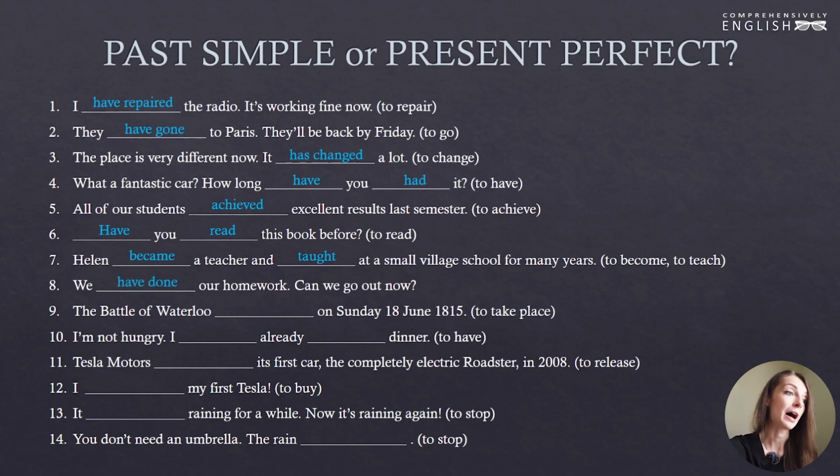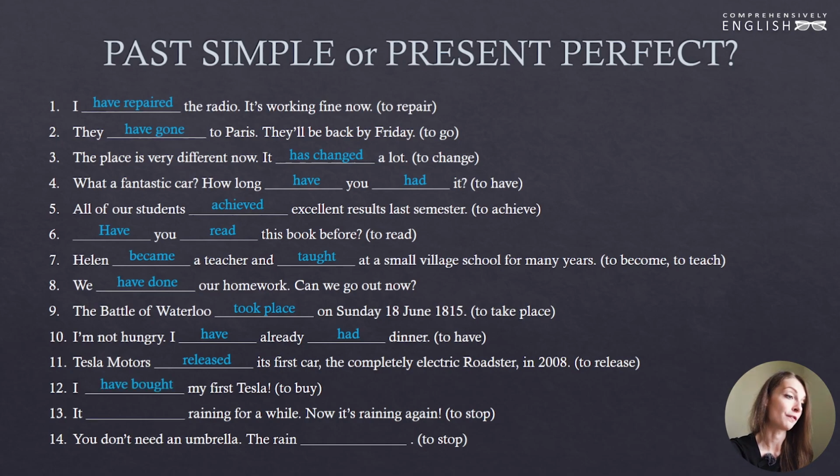We have done our homework. Can we go out now? We have done it. We have a result in the present. The Battle of Waterloo took place on Sunday, the 18th of June, 1815. A fact from the past. I'm not hungry. I have already had dinner. We have a result. I'm not hungry anymore because I have already had dinner. Tesla Motors released its first car in 2008. Again, that's a fact from the past.